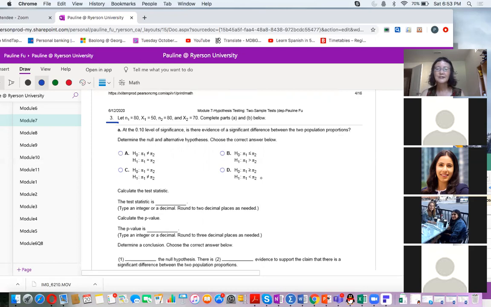Any ideas? Since it says difference, it would be C. Excellent. You have the keyword difference. You must select the H1 that has not equal sign.